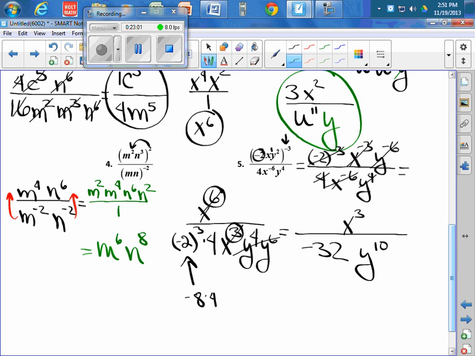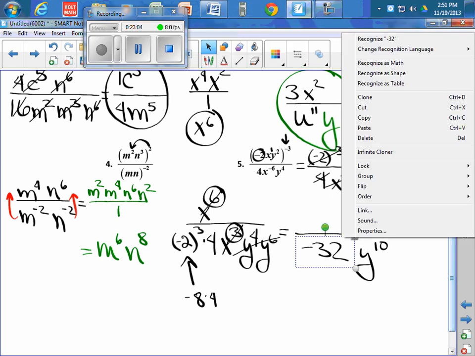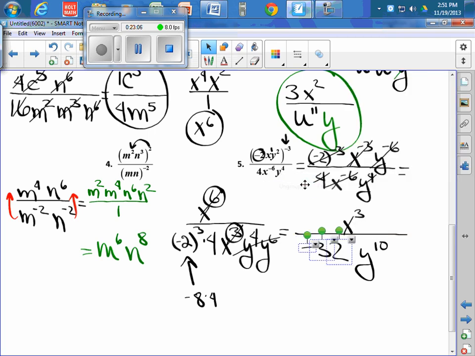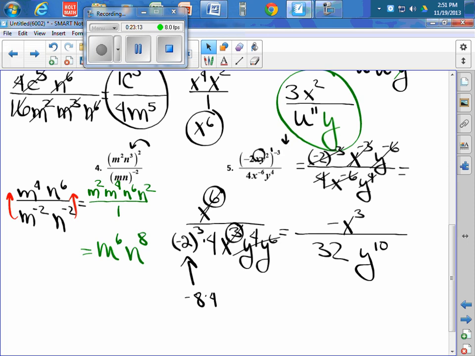Most people will take that negative sign and simply move it into the numerator. But I will accept, whoops, if you leave it there in the denominator, that's fine with me. But like I say, most of the time we're going to take any negative signs and move them into the numerator. You get negative x to the third over 32 y to the 10th.